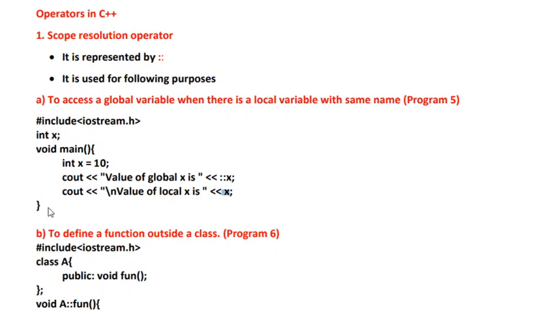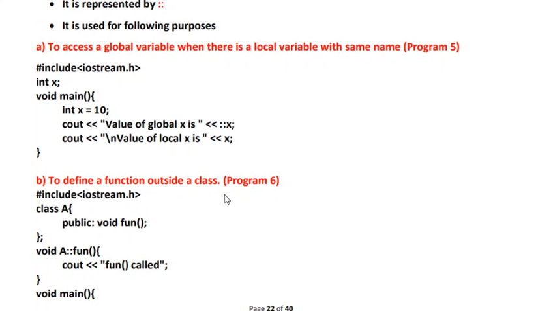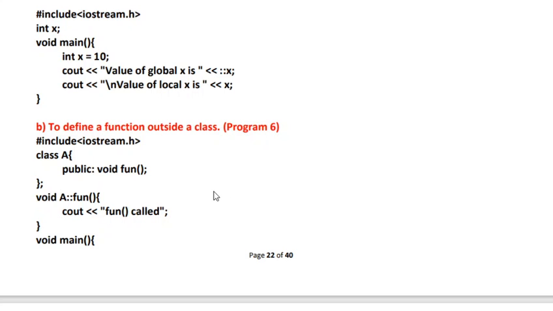So if you execute this particular program, the first statement will give you 0 and the second statement will give you 10. Now let us consider the next purpose for which the scope resolution is used. Scope resolution is used in order to define a function outside a class.